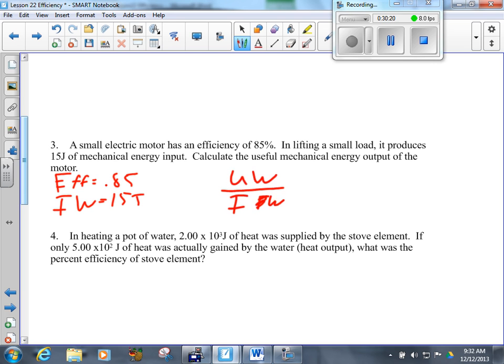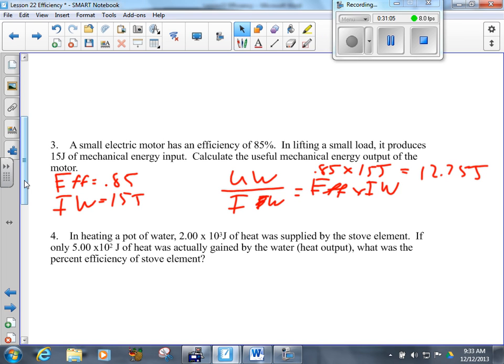Efficiency equals useful work over input work. So if I want to get the useful work, I need to multiply both sides by IW. When I multiply by a decimal, the number gets smaller, and that's what should happen here, because UW should be smaller than IW. So 0.85 times our 15 joules should give us 12 point something, 12.75 joules. That's how much useful work you got out of that thing by putting 15 joules worth of energy into it.